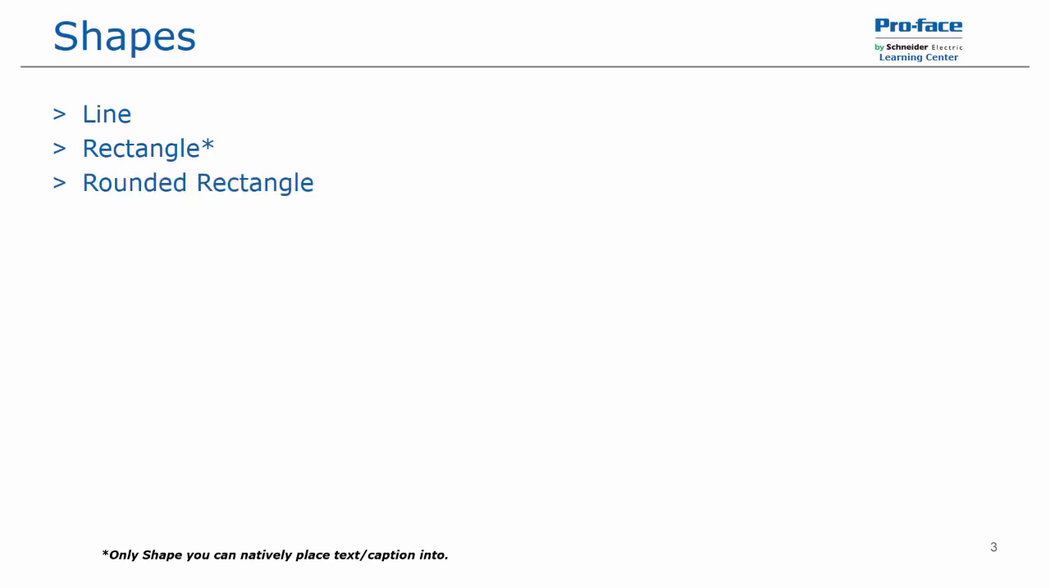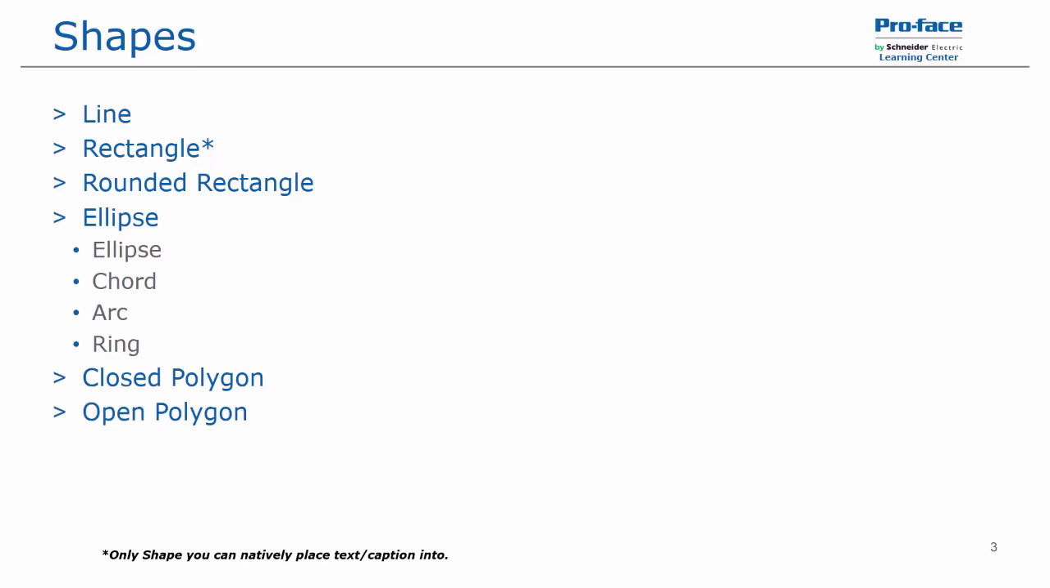Inside of Blue Open Studio, there are 6 basic shapes. We have line, rectangle, rounded rectangle, ellipse, and an ellipse can be configured into 4 subshapes: closed polygon and open polygon.